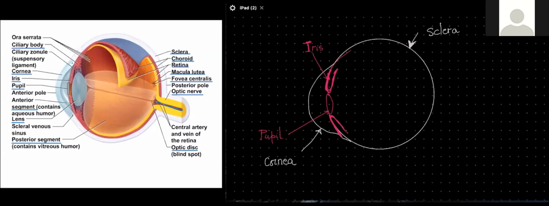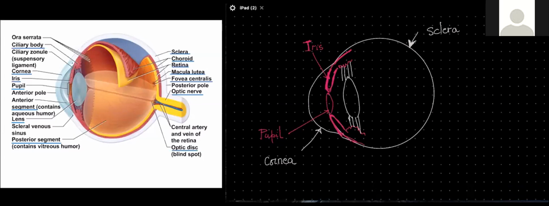Surrounding the iris, we've got the ciliary body. That would be holding the lens of the eye in its place by very thin ligaments. We call those the suspensory ligaments. And again, what do we call this part that surrounds the iris? It's my ciliary body.